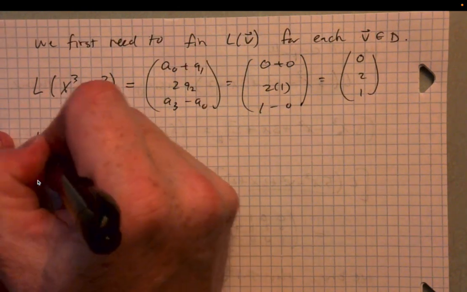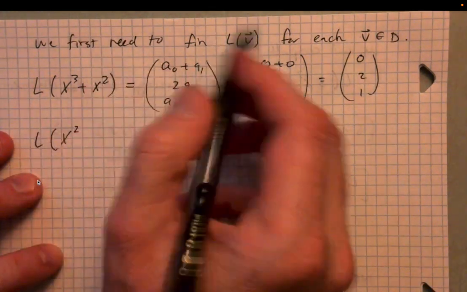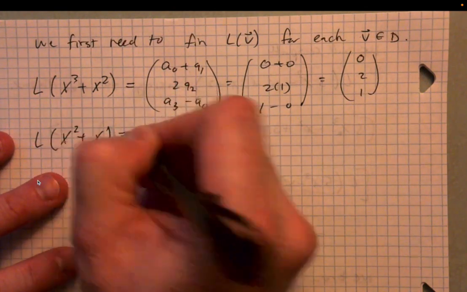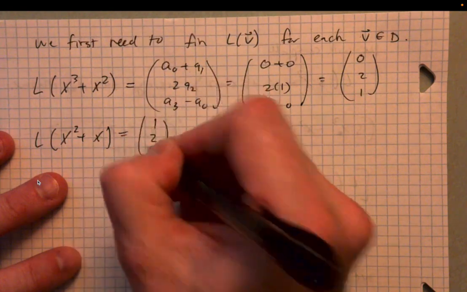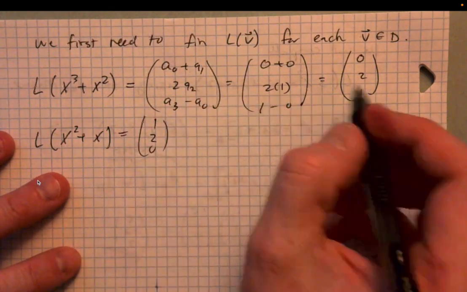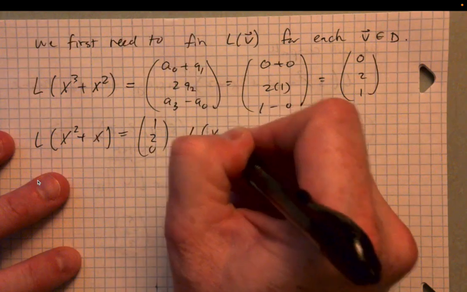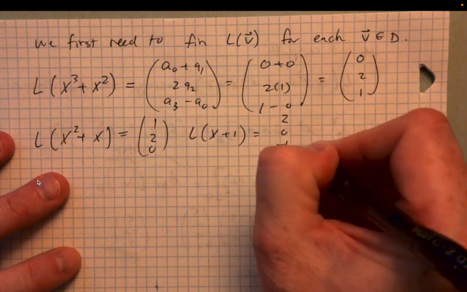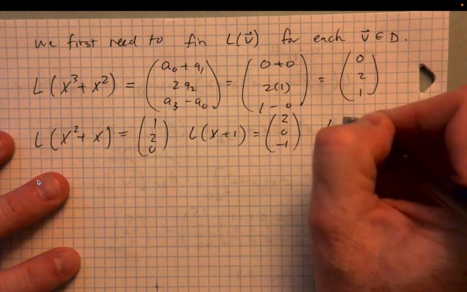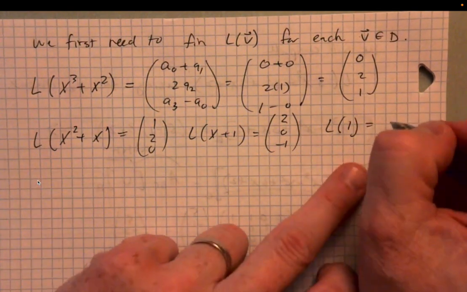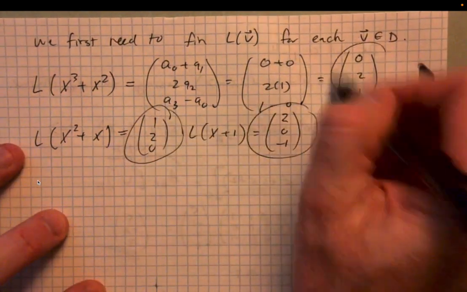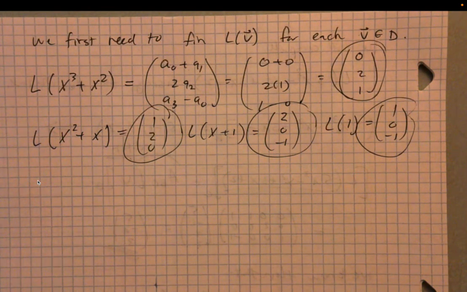Okay, and so that's how that works. And we can do the same thing for all of the remaining 3 basis vectors. For this one we get 1, 2, 0. Pause the video and make sure you're getting these same answers. Then for the next one, x plus 1, we get 2, 0, negative 1. And then for L of 1, we get 1, 0, negative 1. So we got this one, this one, this one, and that one. Those are our four vectors.